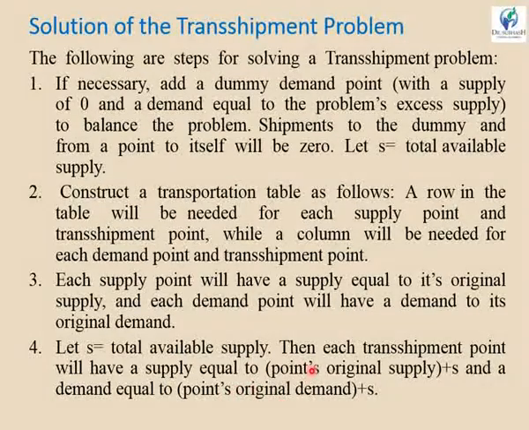So those points are called transshipment points. A transshipment point will have supply. Each supply point will have its original supply plus total available supply, and each demand point will have its original demand plus total available supply added to both the points. So such points are called transshipment points.